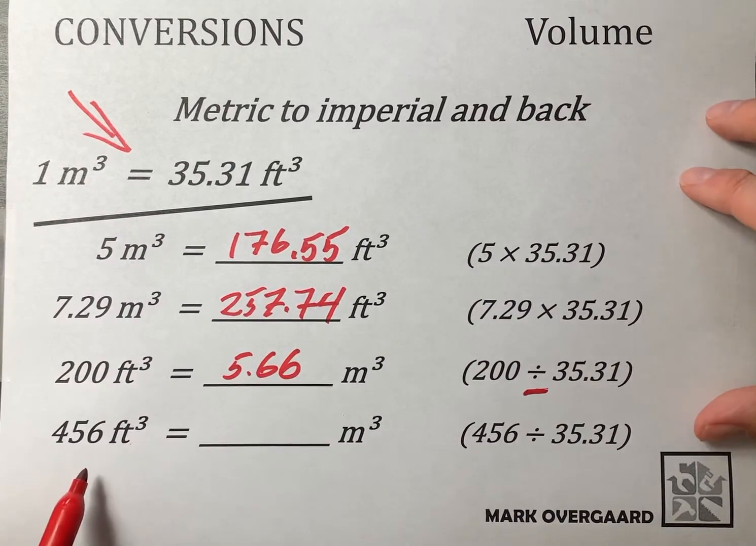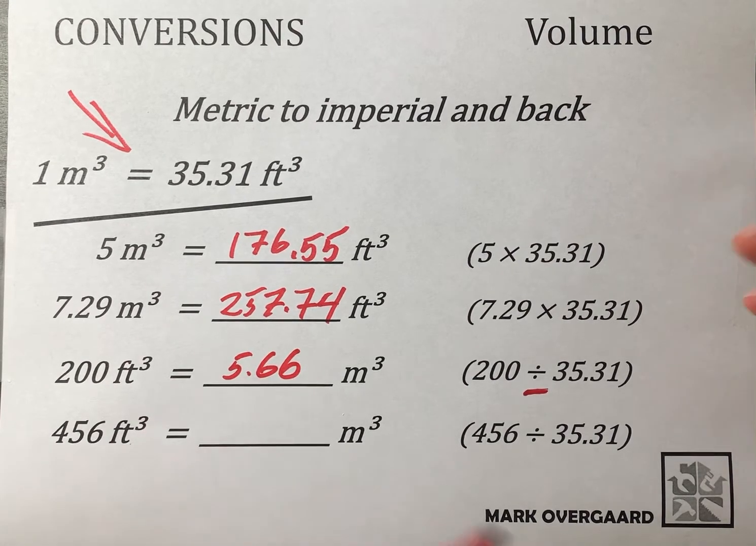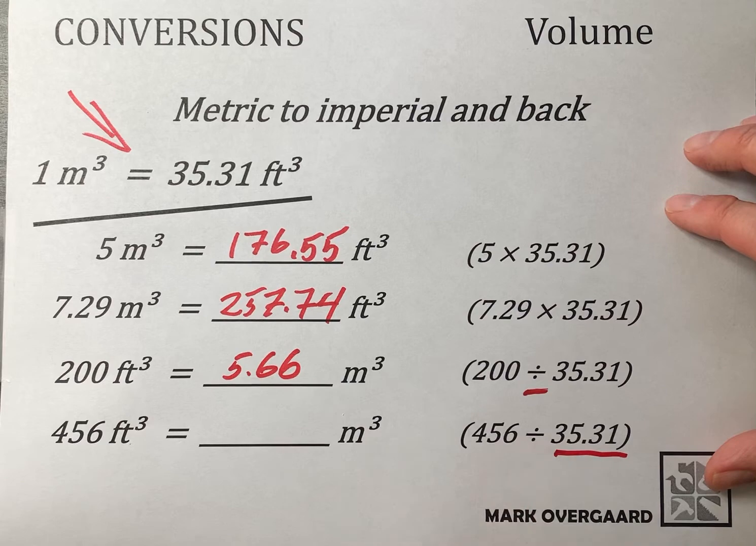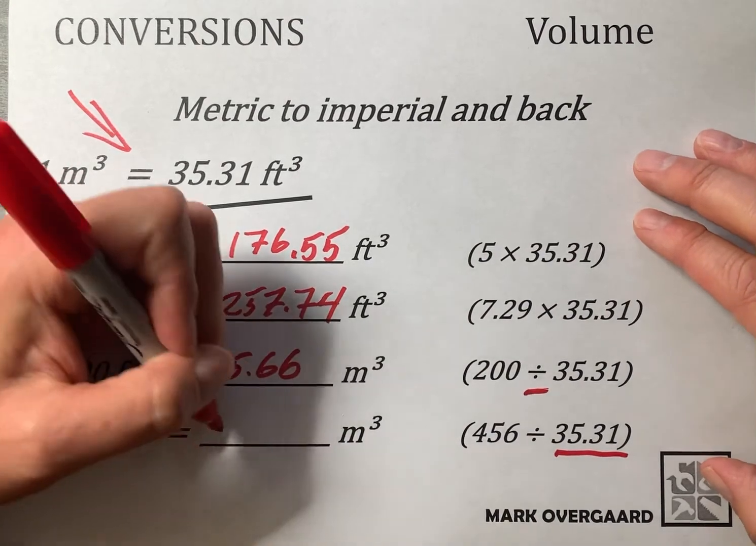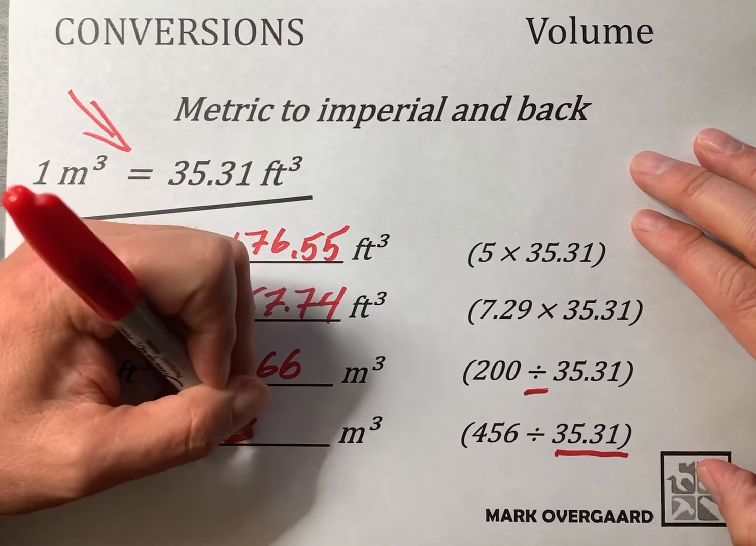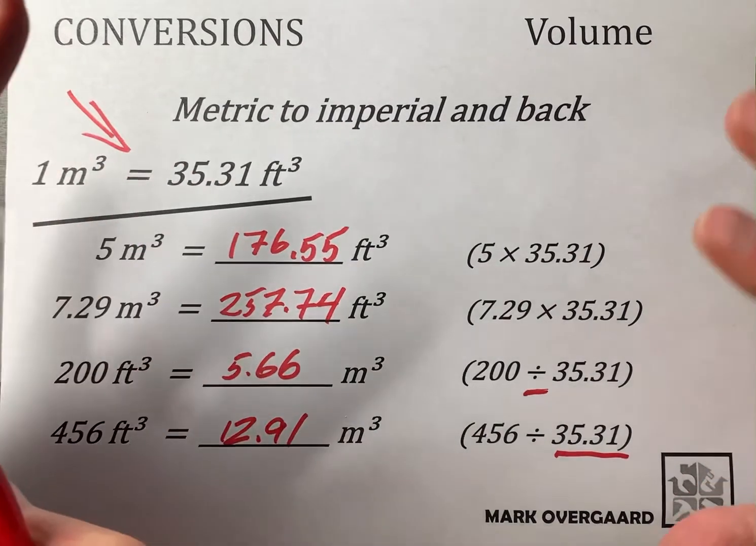Same thing with the last one, 456 cubic feet. How many cubic meters? Well, we're gonna divide it once again by the 35.31. And that gets us 12.91 cubic meters. All right, that's just a quick volume conversion.